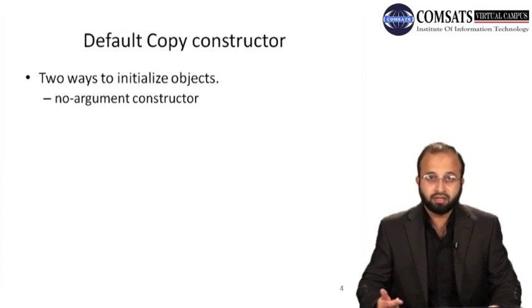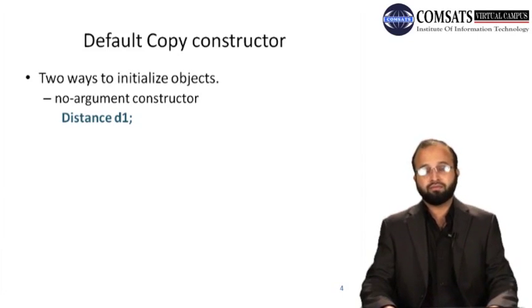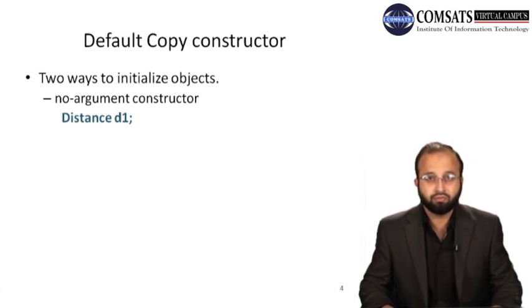No argument constructor will initialize the object with the default value. For example, for the distance class, we created the object d1. With this statement we are not passing any value to the constructor. This means that the no argument constructor will be called, will be invoked, and it will initialize the feet and inches of the d1 object with 0 and 0.0.